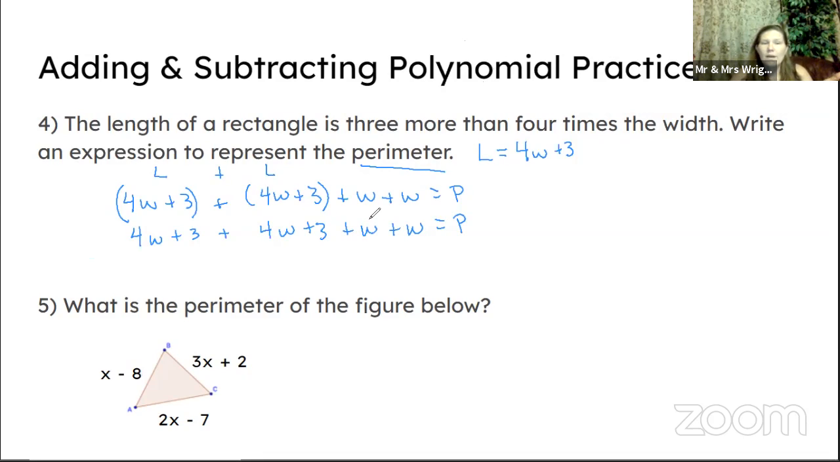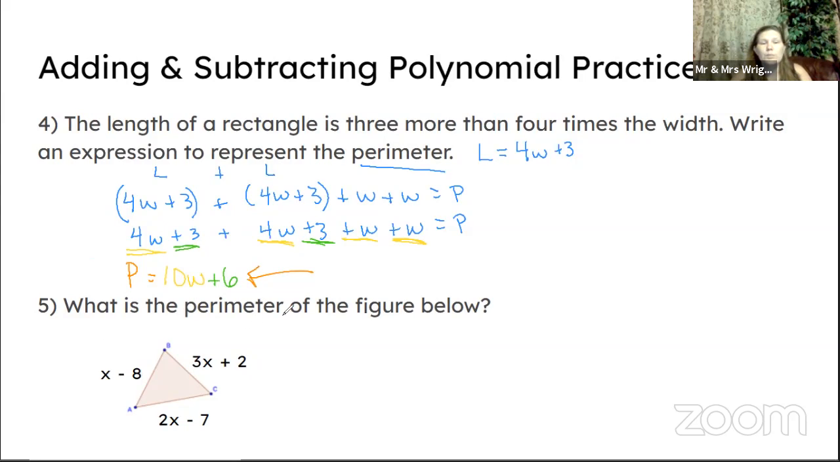All right, now I can combine like terms. I've got a W here, that's a 3, that's a constant. I've got a W here, that's a constant. I've got a W here and a W here. 4 plus 4 is 8, plus 1 is 9, plus 1 is 10. 10W. Now let's add the constants: plus 3 and plus 3, so I've got plus 6. So my answer is 10W plus 6 equals P. Or it's actually better written as P equals 10W plus 6. All right, so that's your final answer here.